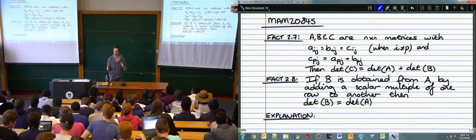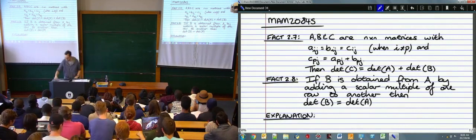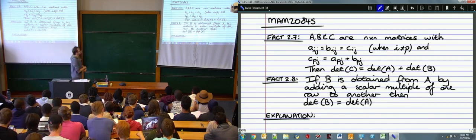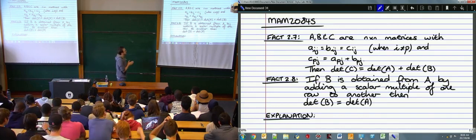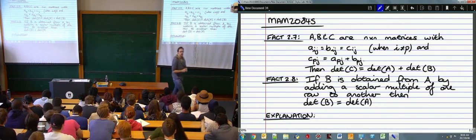We're still busy talking about determinants. We'll talk about determinants today, and we'll talk about determinants a little bit tomorrow as well. So I've got here fact 2.7, which was something that we discussed yesterday.